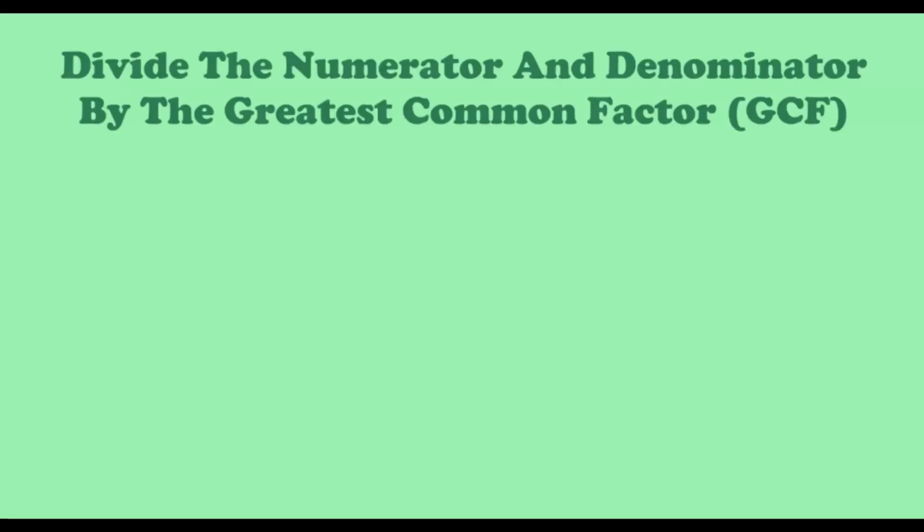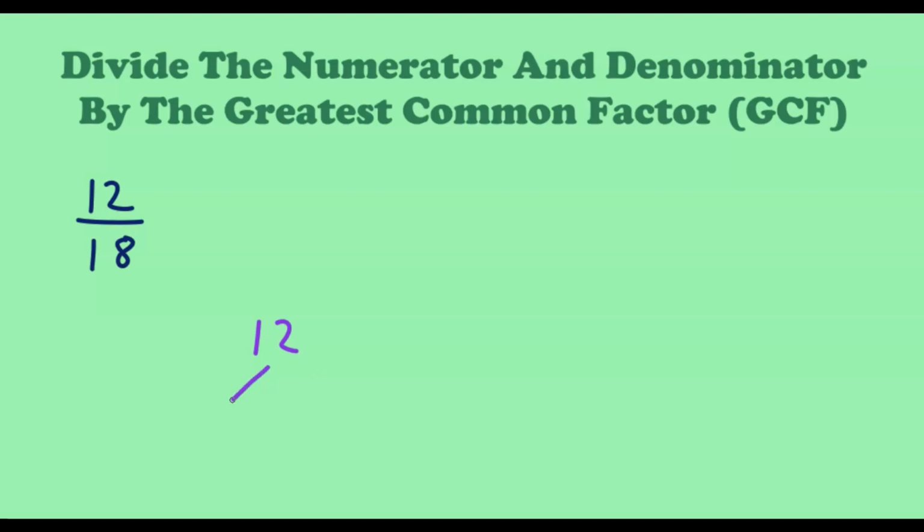The next method we can use to simplify fractions is to divide the numerator and denominator by the greatest common factor, that's the GCF. So let us consider the fraction 12 divided by 18. What we need to do is determine the GCF of the numerator 12 and the denominator 18. So let's do that. First of all, consider the number 12. Let us determine all of its prime factors.